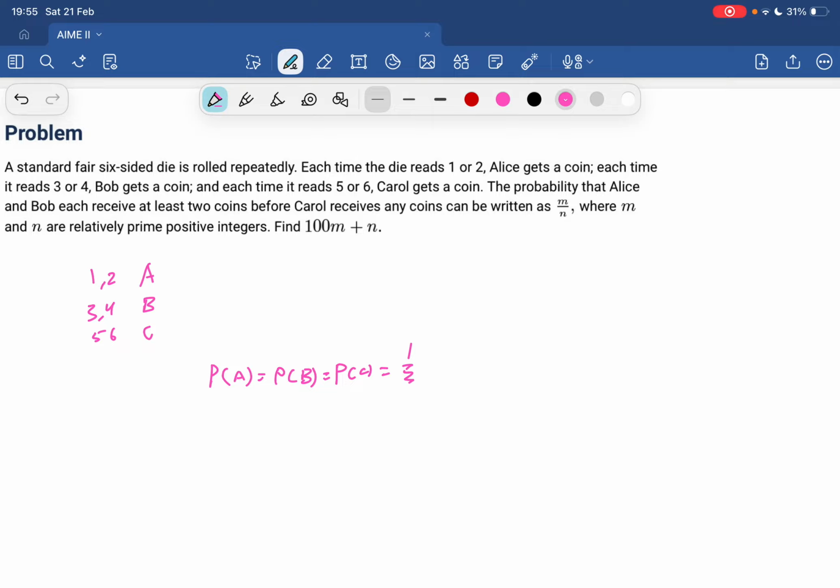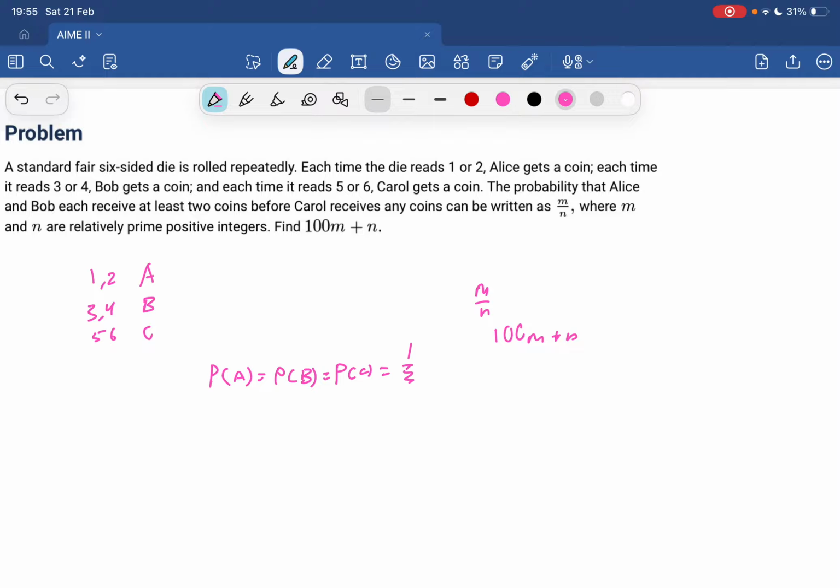Now we want the probability that Alice has at least 2 coins, Bob also has at least 2, and Carol has 0. They want our probability to be written in the form of m over n, and for us to find 100m plus n. For our first step, we should ignore Carol until she appears.